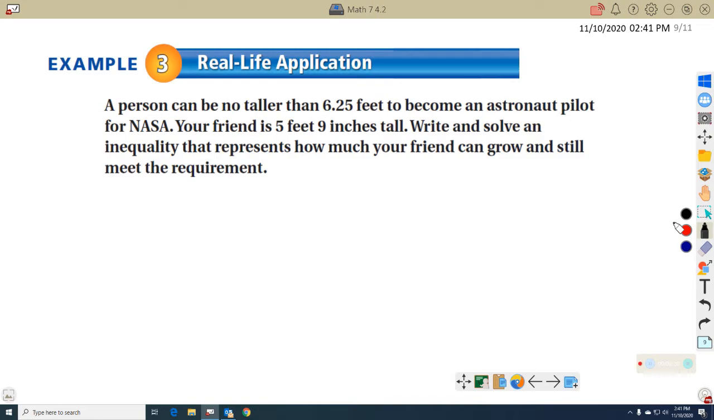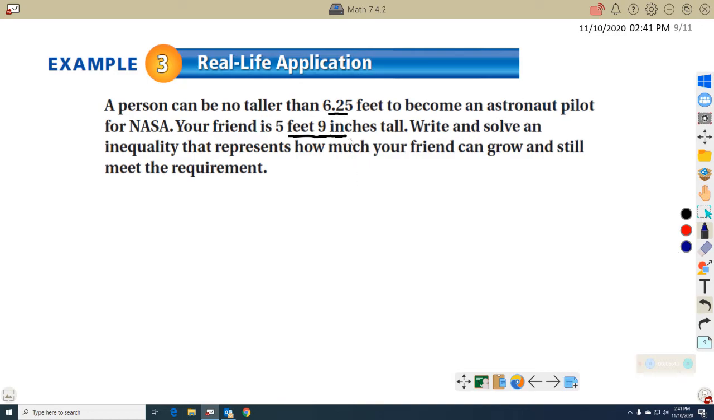Write and solve an inequality that represents how much your friend can grow and still meet the requirement. Okay, so this one is a little tricky because the first measurement they're giving us is 6.25 feet. They're giving us in feet. The second one they're giving us in a combination of feet and inches. Now remember, an inequality compares things. So in order to compare them, we have to put them in the same units of measure.